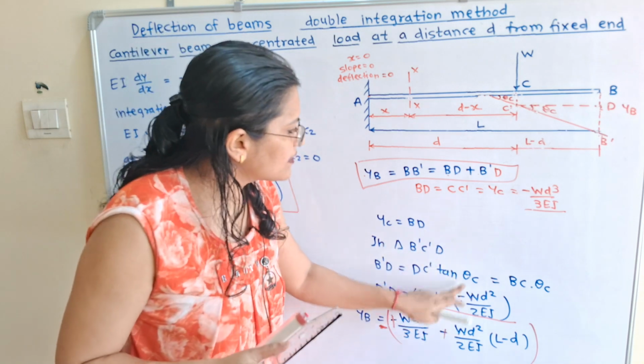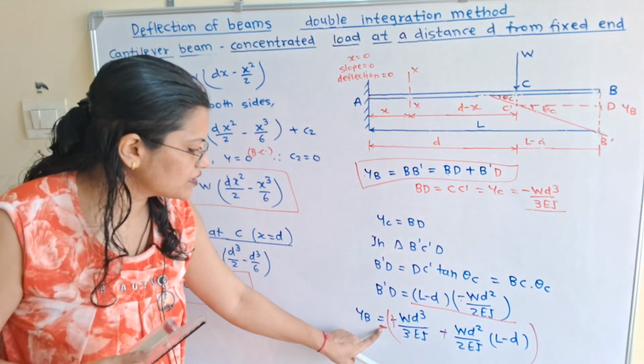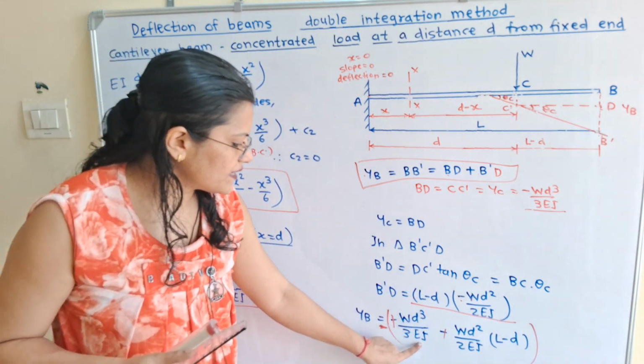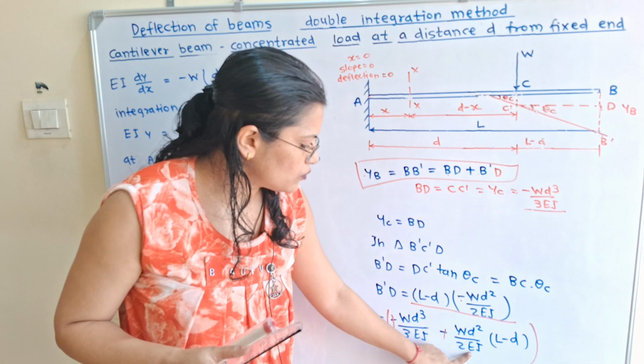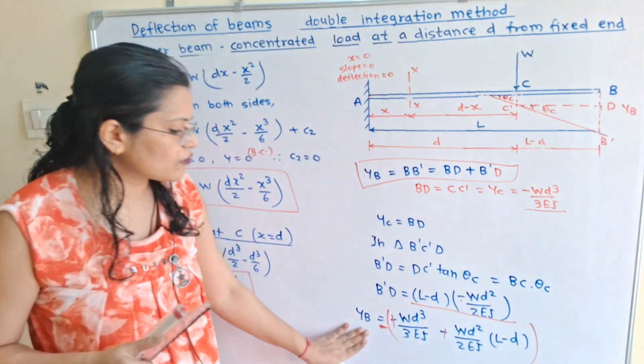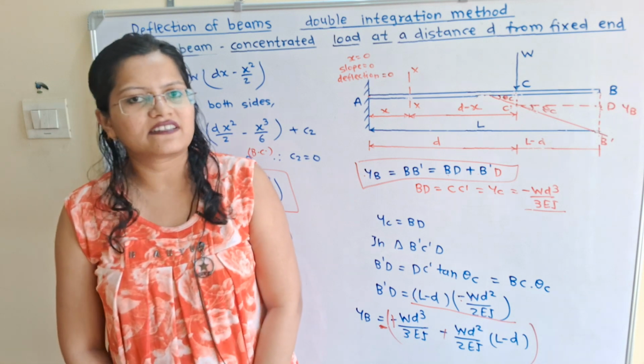So we will take the minus sign as a common term. So here is minus inside the bracket, W d cube by 3 EI plus W d square by 2 EI into L minus d. So this is the formula to calculate the deflection at the free end.